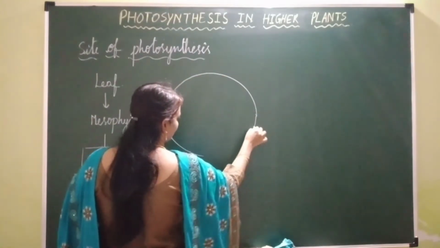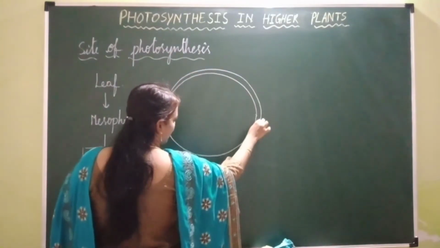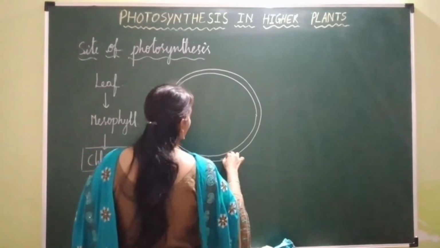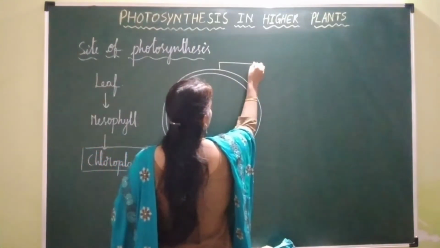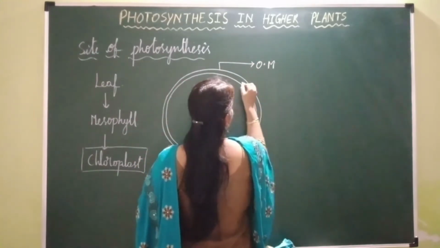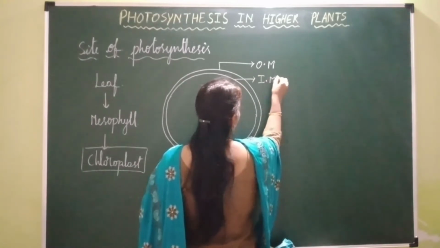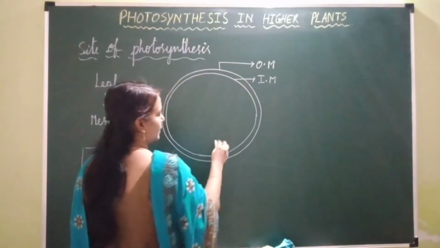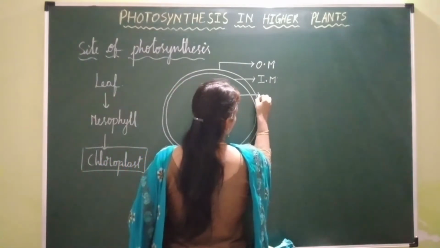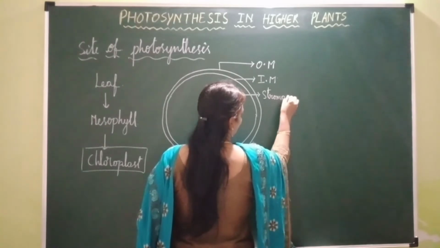So this is the chloroplast. This chloroplast is a double membrane bound cell organelle, which consists of two membranes, that is the outer membrane and the inner membrane. So this is the outer membrane and this is the inner membrane, and the space occupied by this inner membrane consists of a fluid matrix, and that matrix is called the stroma, or it can be called the matrix also.